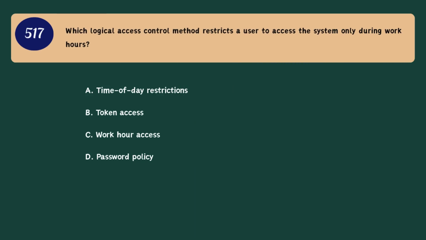Question 517. Which logical access control method restricts a user to access the system only during work hours? A. Time of day restrictions. B. Token access. C. Work hour access. D. Password policy.